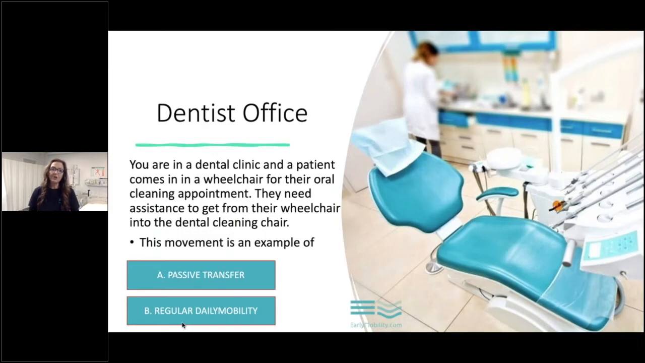What about this one? You are in a dental clinic and a patient comes in a wheelchair for their oral cleaning appointment. They need assistance to get from their wheelchair into the dentist's cleaning chair. This movement is an example of what? Again, just take a moment and think it through. This movement is an example of regular daily mobility. How would that patient normally get on and off the chair at home?